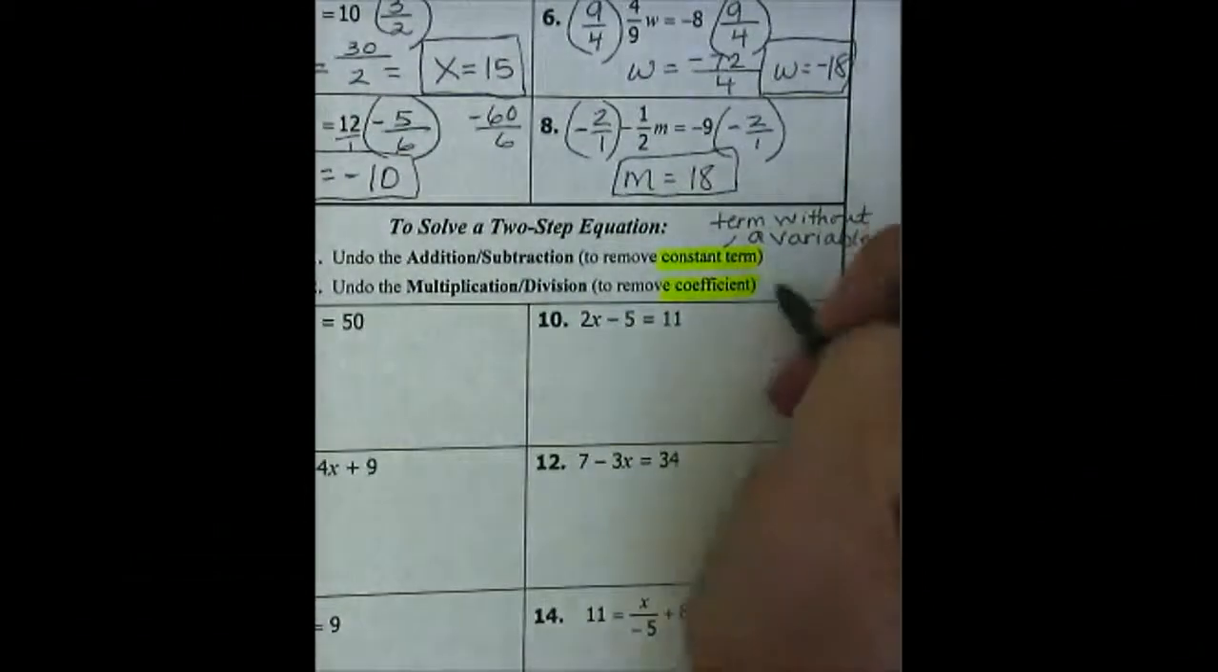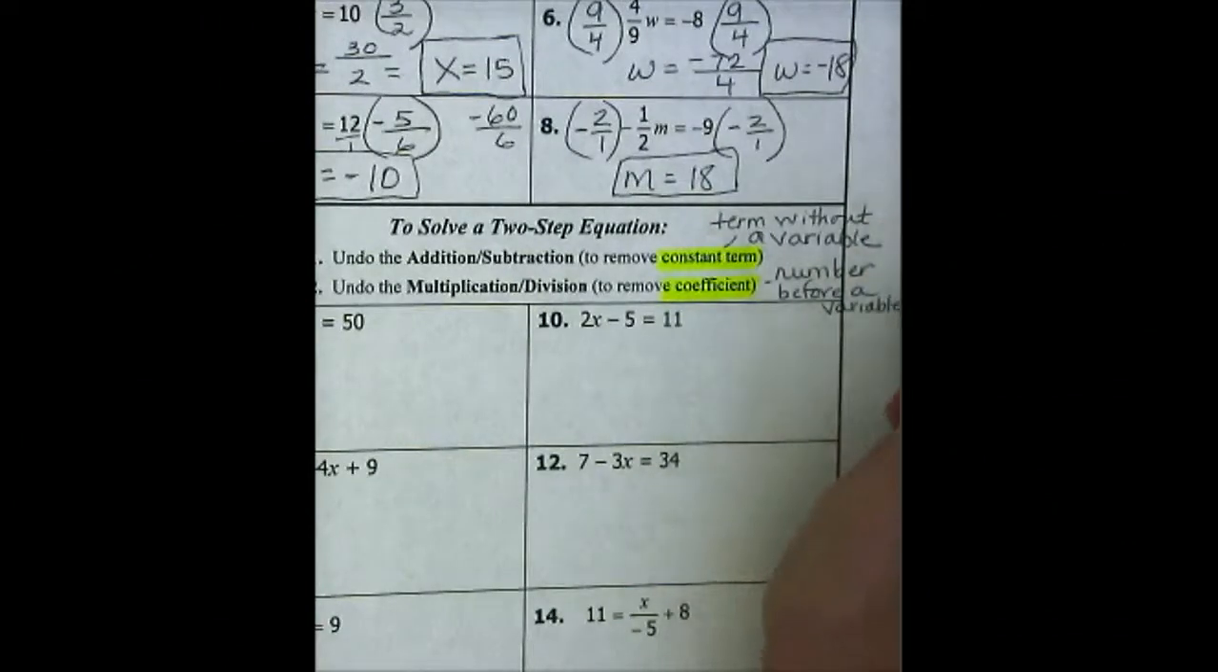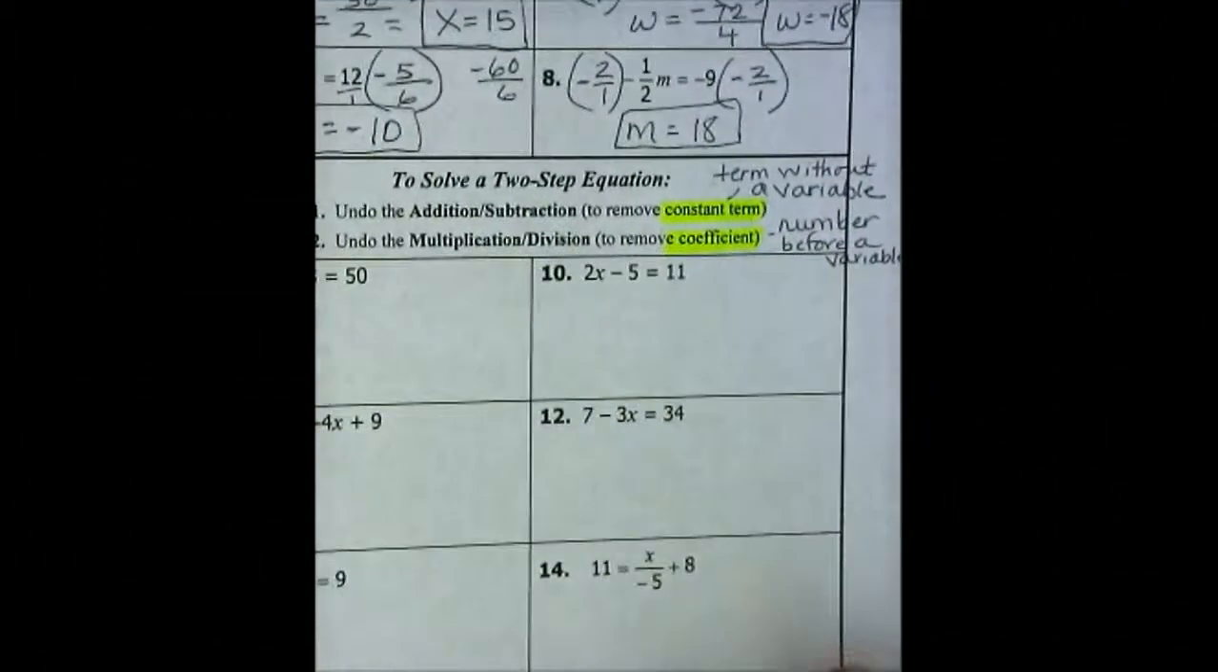And the coefficient is the number before a variable. So you can just write those in there to help you remember those definitions.